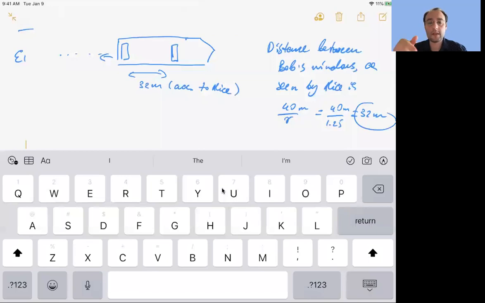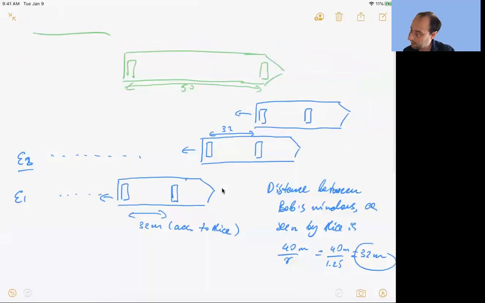At the moment of event 2, the back of his ship has not yet reached the back of hers. Well, and how long does it take for event 1 to happen after event 2? What's the time difference between the two events in her frame? It's the time that's required for this back window that's a certain distance away from her back window to finally arrive here.